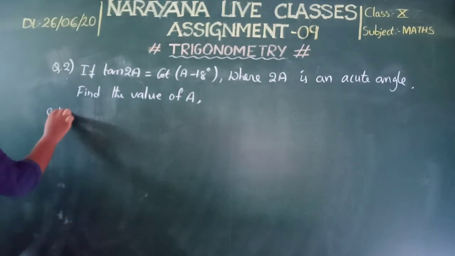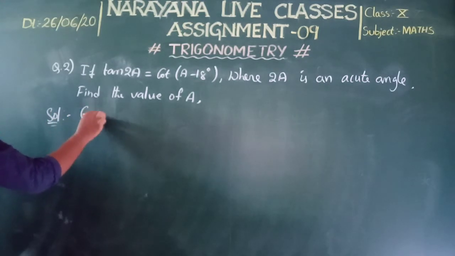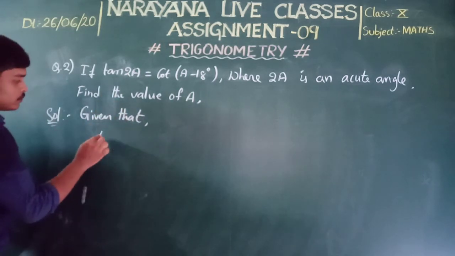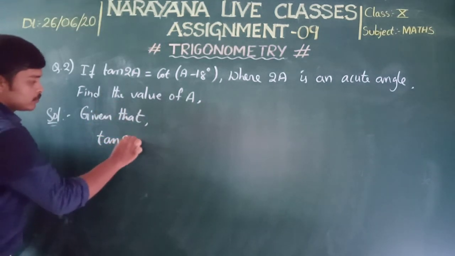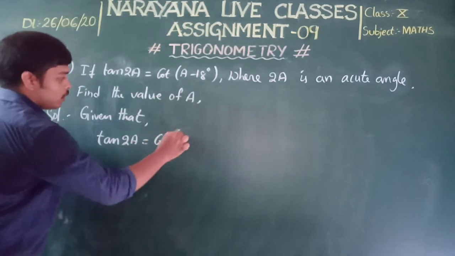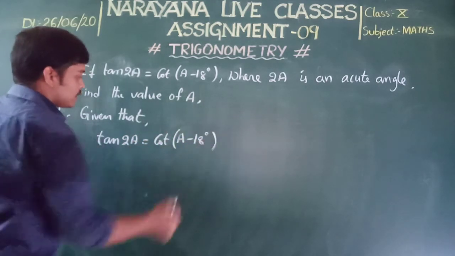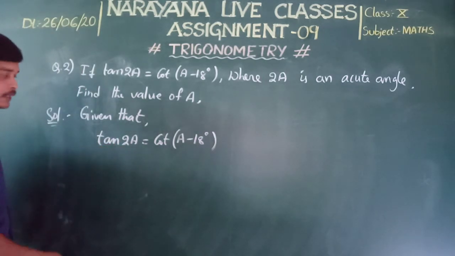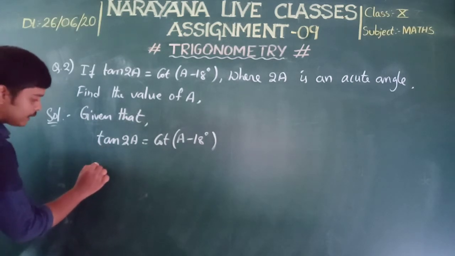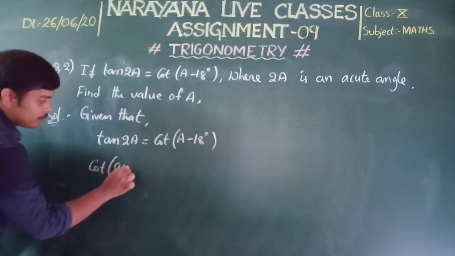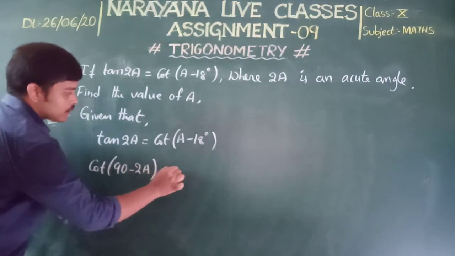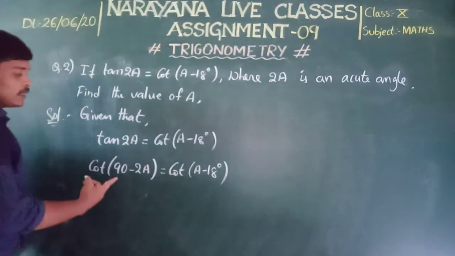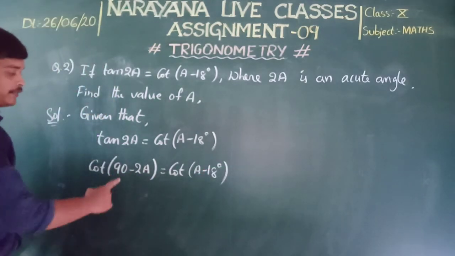See children, what is given. Given that tan 2A is equal to cot (A minus 18 degrees). In compound ratios, cot (90 minus theta) is equal to tan theta. That's why tan 2A can be written as cot (90 minus 2A), which is equal to cot (A minus 18 degrees). See children, we are comparing these two ratios.